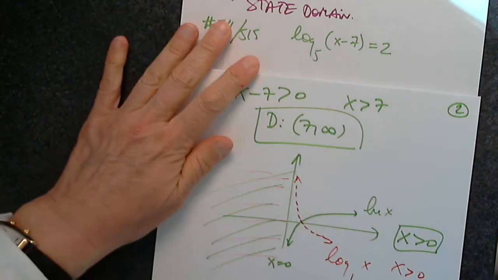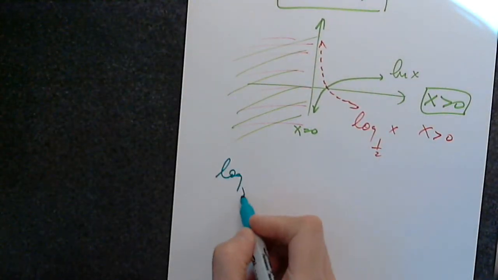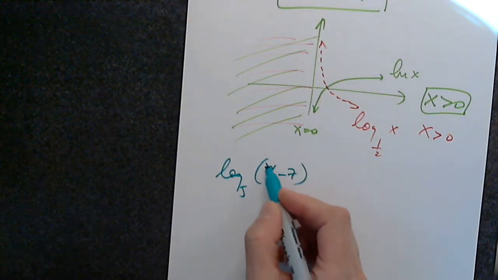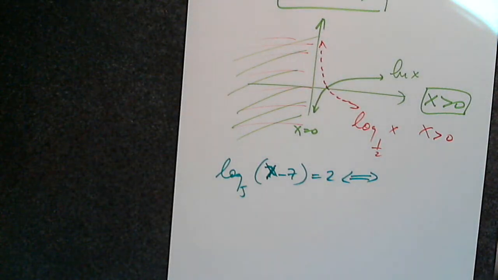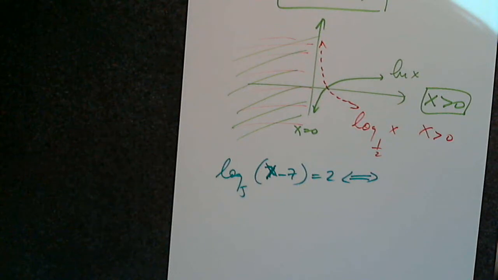Okay, so now I'm going to copy it here one more time. You don't have to copy it. So log base 5 of x minus 7 equals 2. I don't know how to solve the log equation, but I know the most important concept in this chapter is that any log equation can be replaced by an exponential equation. Very good, awesome. Any log equation is equivalent to an exponential equation.